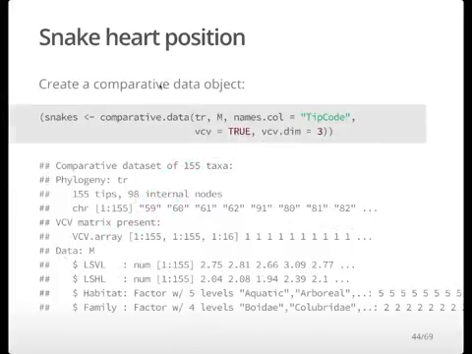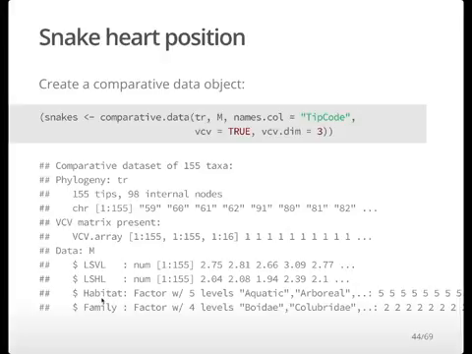Okay, so we're going to create this comparative data object. It's really simple. We just put in our tree and the data, with the names in tip code. I've had to add this line because we're going to do the kappa transformation, and we need a 3-dimensional variance covariance matrix. And this is what it looks like: it's got the tree, it's got a VCV matrix, which is 1 by 155, and then this extra column. And then here's our data. I've stripped out all the other non-interesting stuff from the data set. We can use any of these in our PGLS, so we could code anything we want.